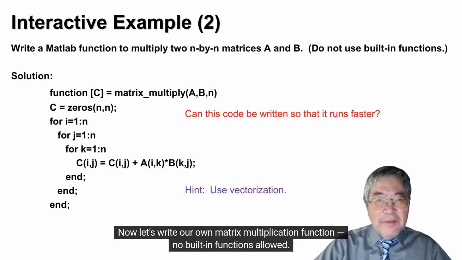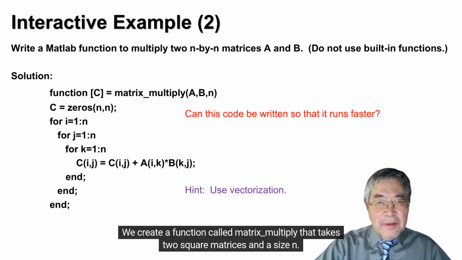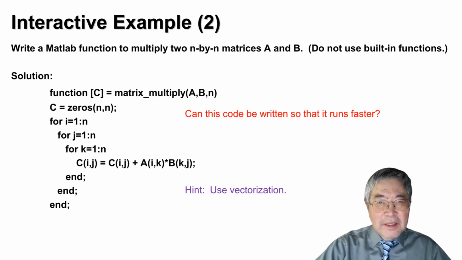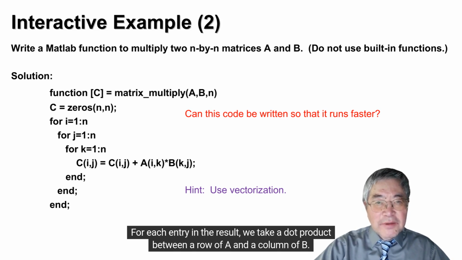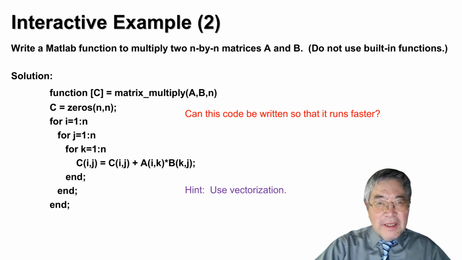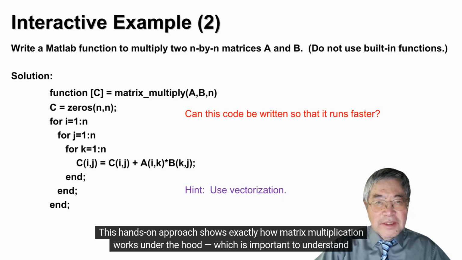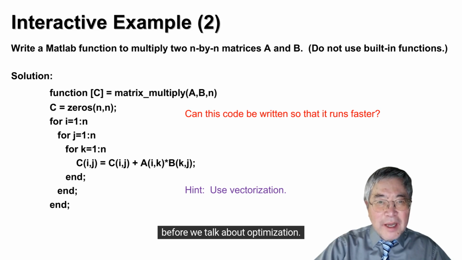Now let's write our own matrix multiplication function. No built-in functions allowed. We create a function called matrix_multiply that takes two square matrices and a size n. Using three nested loops, we compute the product row by row and column by column. For each entry in the result, we take a dot product between a row of A and a column of B. This hands-on approach shows exactly how matrix multiplication works under the hood, which is important to understand before we talk about optimization.